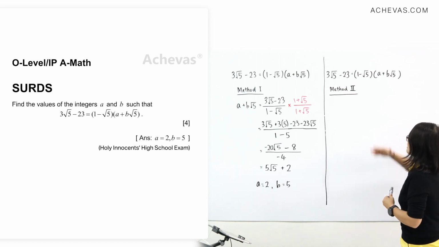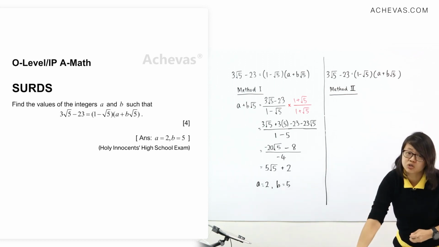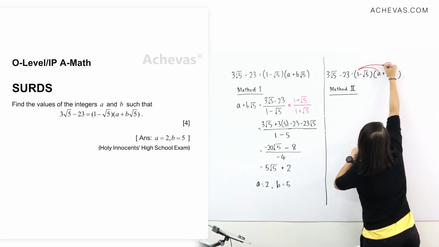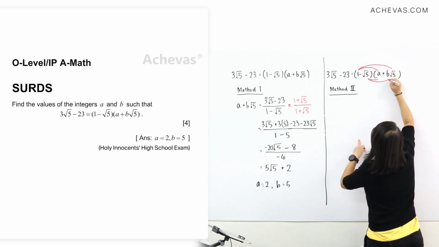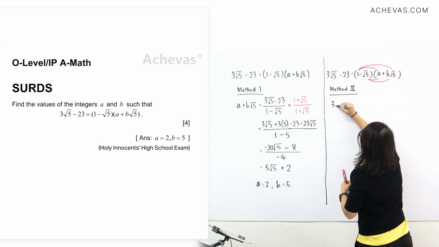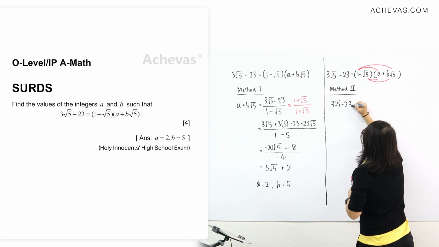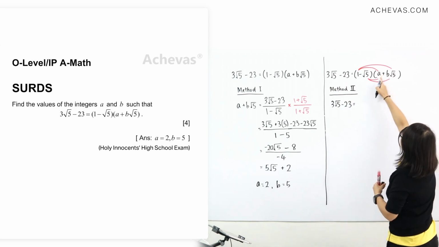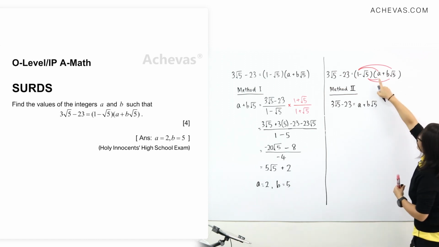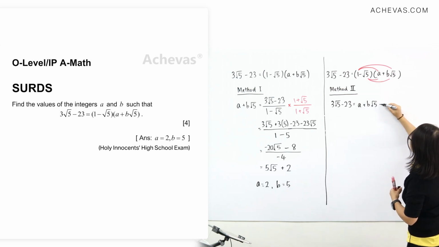Now let's take a look at method number 2. What I'm going to do is expand straight away the right hand side bracket over here. So I'm going to retain this left hand side. Let me write down 3√5 − 23 equals 1 multiplied by this two, I'll have a + b√5. And multiplying this to a, I have −a√5.